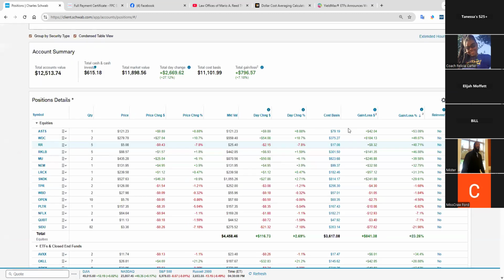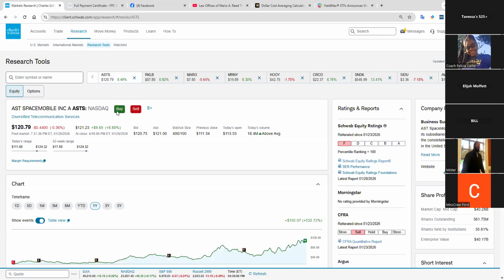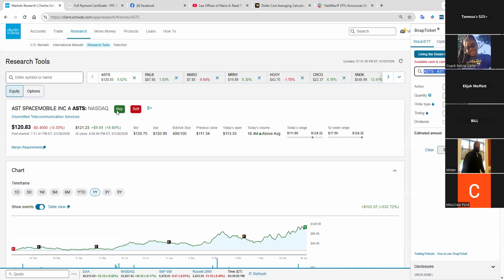Now what we're going to do is start to spread this thing out. So we're going to get some more ASTS. ASTS and RKLB, those are space exploration companies, and those space exploration companies are doing tremendous things. We're going to go ahead and get another share of ASTS. So let's get a little bit of this. You can get with this or you can get with that.